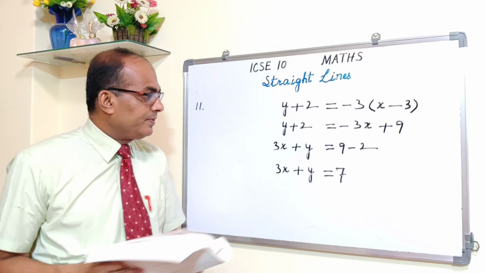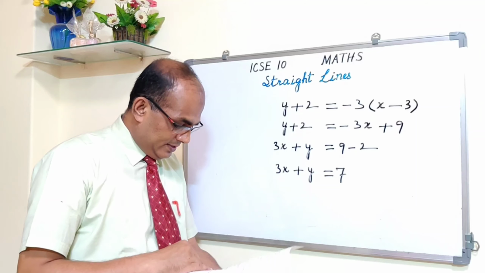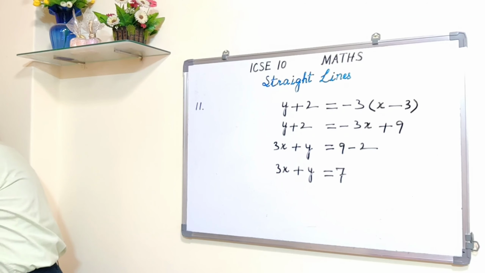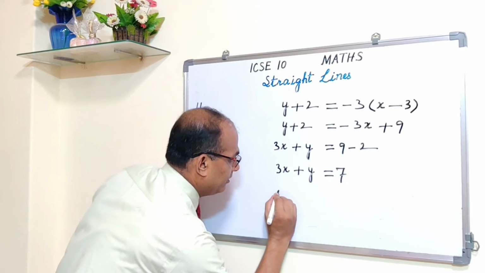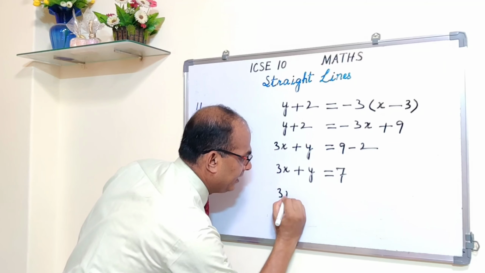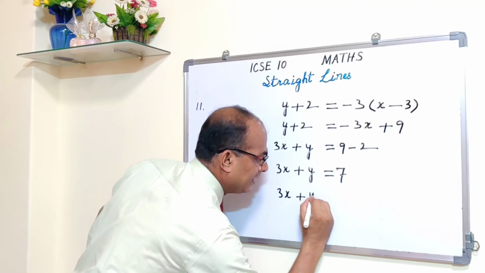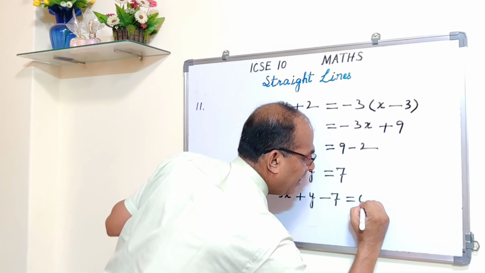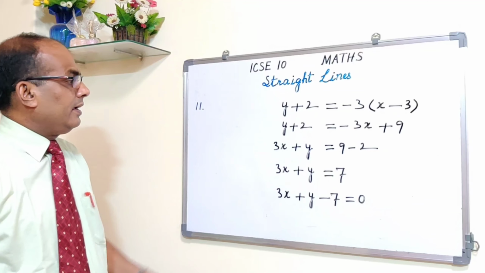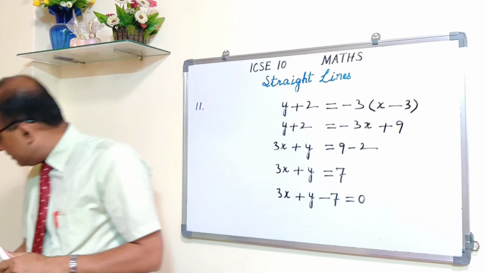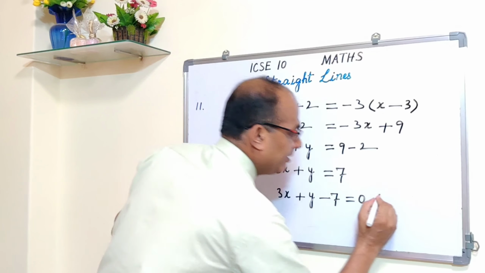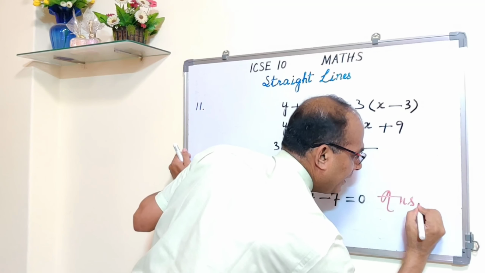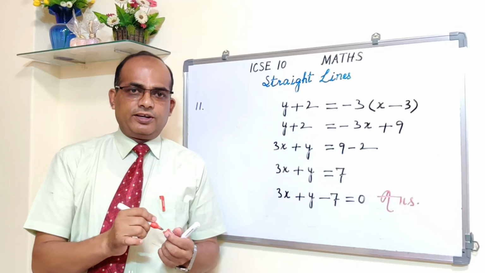This should be the answer: 3x plus y is equal to 7. Or you can write down 3x plus y minus 7 equal to 0. As I told you before also, you can write down 3x plus y minus 7 is equal to 0. This is your answer. I hope it's very, very clear.